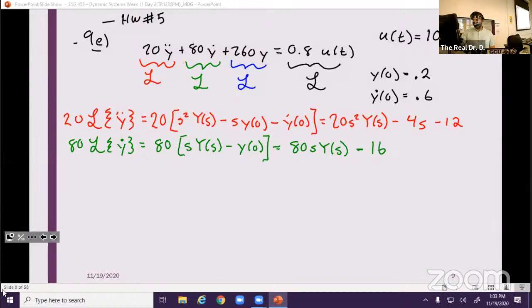And then the last one on the left-hand side is just 260 times the Laplace transform of y, which is just going to be 260 times y of s. So far, so good. Any questions? Everybody following? We're doing all right.